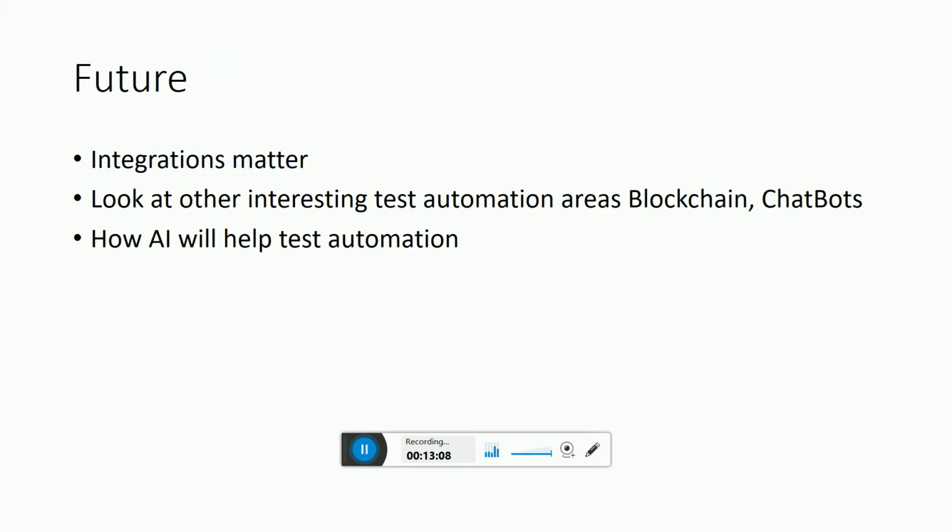So what is the future? Integration matters. You cannot achieve everything with one automation tool. They are not perfect, there are limitations. I have experienced this a lot, but do not try to move away from those automation tools. You should take the automation tool, integrate it with other libraries, and make the best use of these automation tools.